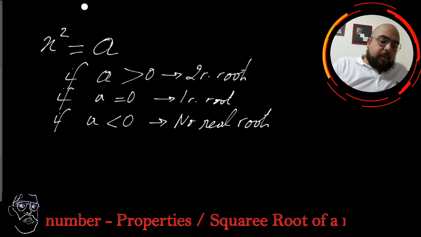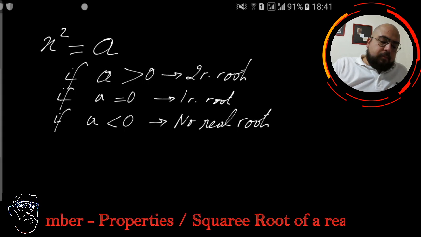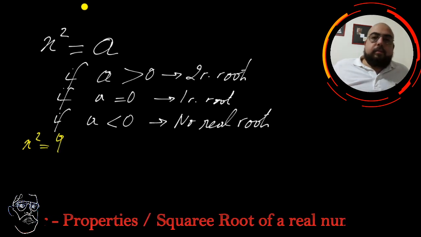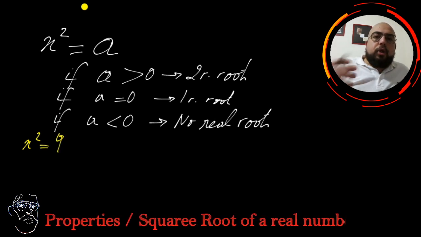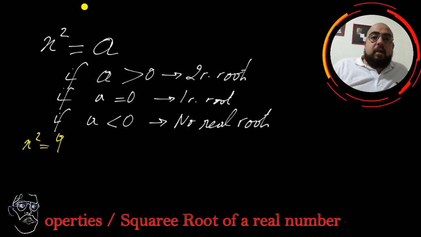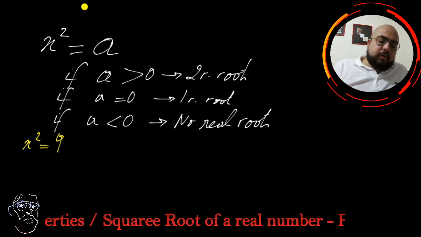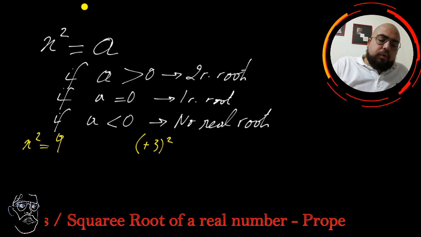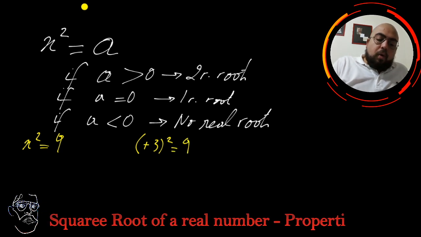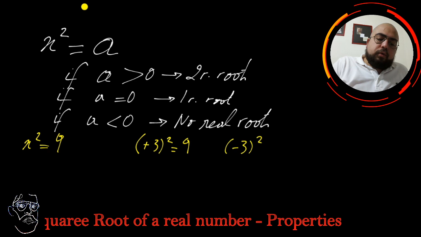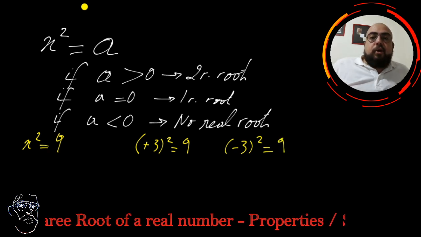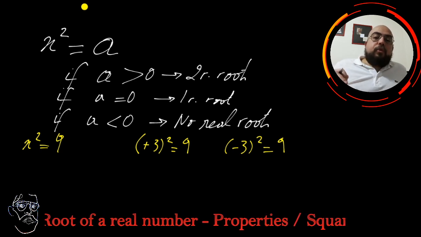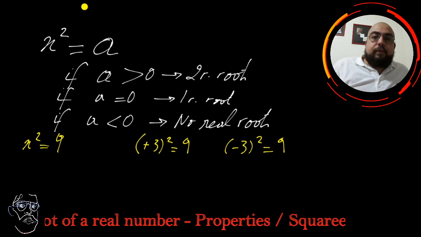Let's say we have x squared is equal to 9. Which number times the number itself gives me 9? Very simple. We can remind ourselves that plus 3 to the power of 2 was actually 9, or minus 3 to the power of 2 was again 9. So whenever I'm doing the reverse pathway, I'm trying to find the square root of 9.